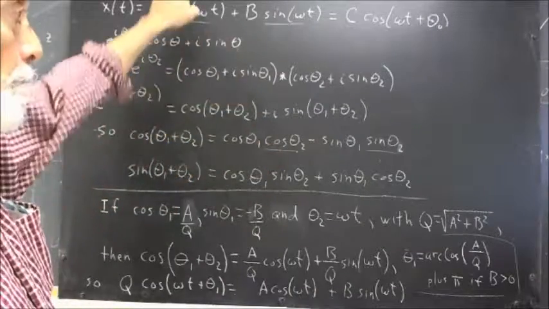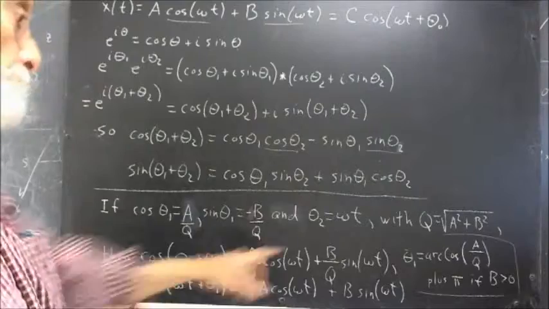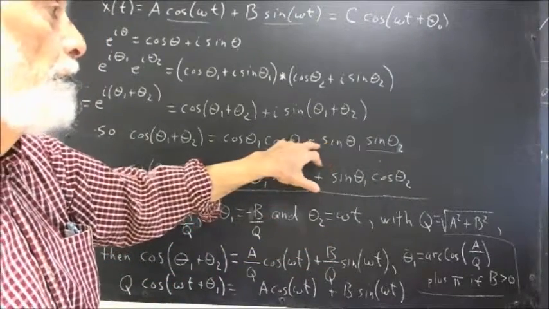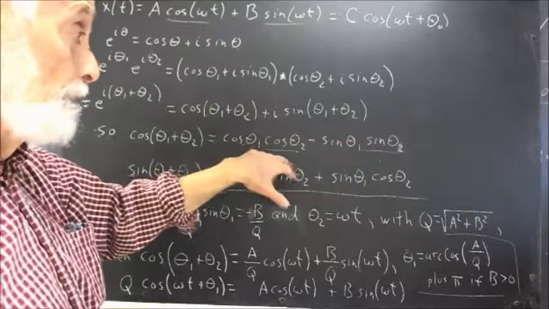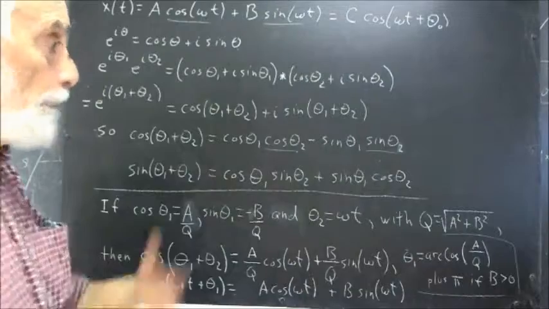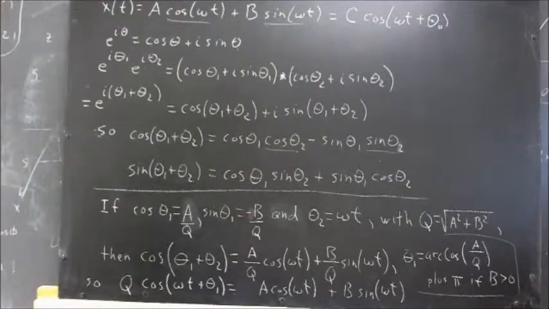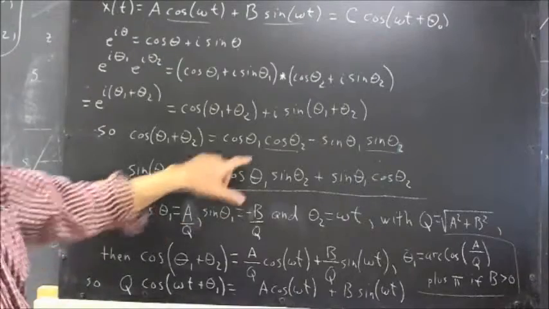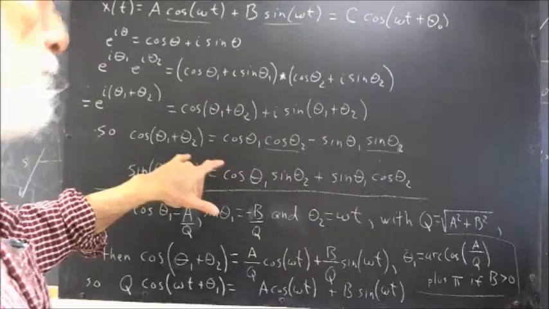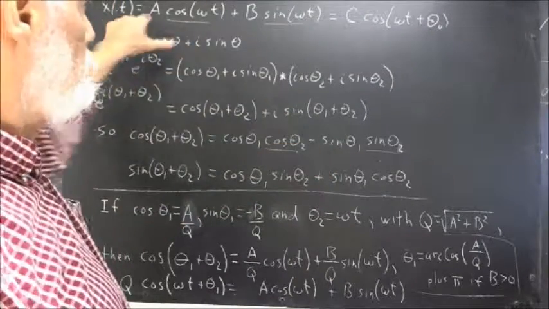To get this into this form, we're going to let theta 2 just equal omega t. So we're going to have now a cosine of omega t and minus something times the cosine of omega t and something times the sine of omega t. Now, what are those somethings? Well, those somethings are cosine of theta 1 and sine of theta 1. We're going to have to figure out what theta 1 has to be in order to make this a multiple of this.